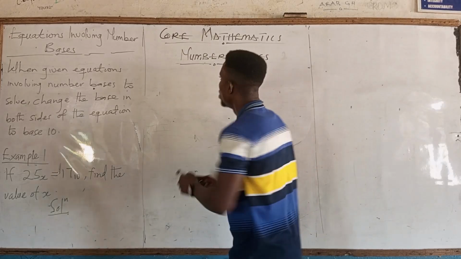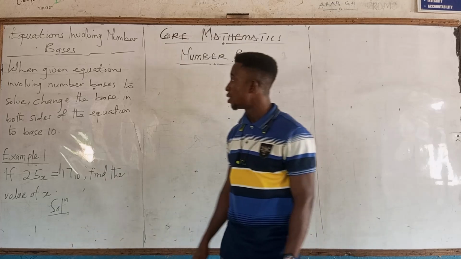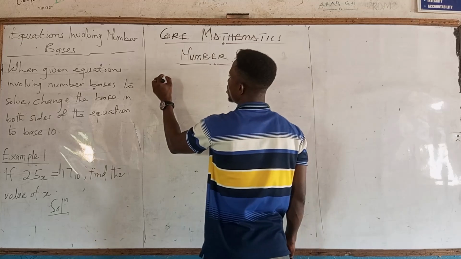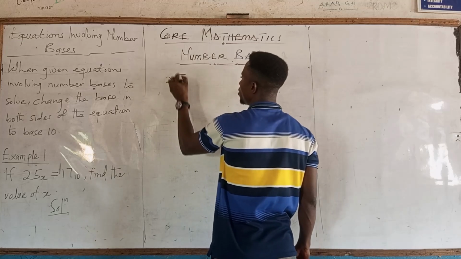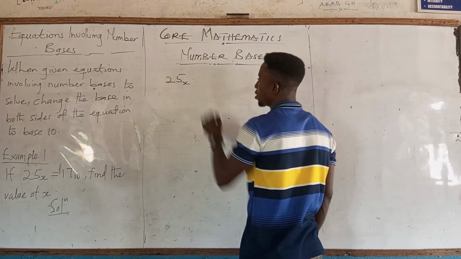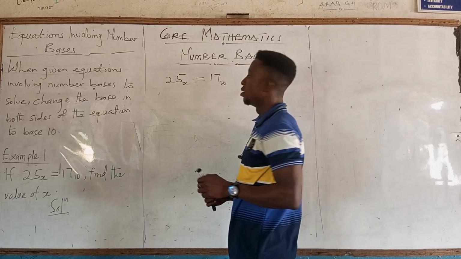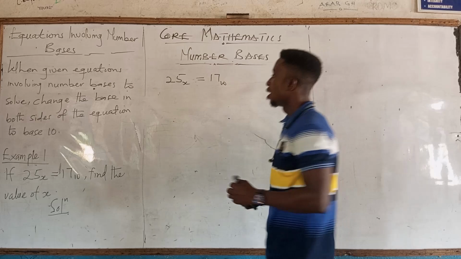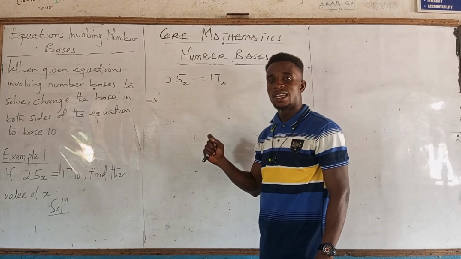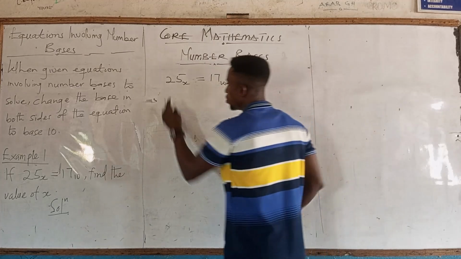Okay, given something like this, let's proceed. I have to first write my question, which is 25 base x, which is equal to 17 base 10. So that is the question. Now what do we do? I said we're only going to change this side to base 10, but this one is already in base 10, so there is nothing we are going to do to it.